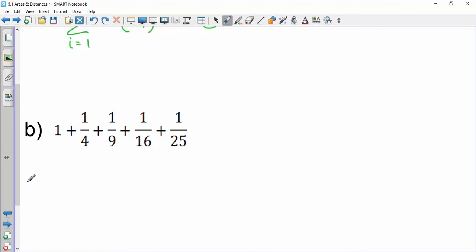Okay, B. I should start at 1 and end at 5. We only have 5 terms. Sometimes it's helpful if you can write all these things looking the same. All of them are fractions except the first one. But 1 is the same thing as 1 over 1, isn't it? So if we look at what all these have in common, they're all 1 over something. The first term is over 1. The second term is over 4. The third term was 9. The fourth term is 16. Fifth term is 25. So what do I need to do? I squared.